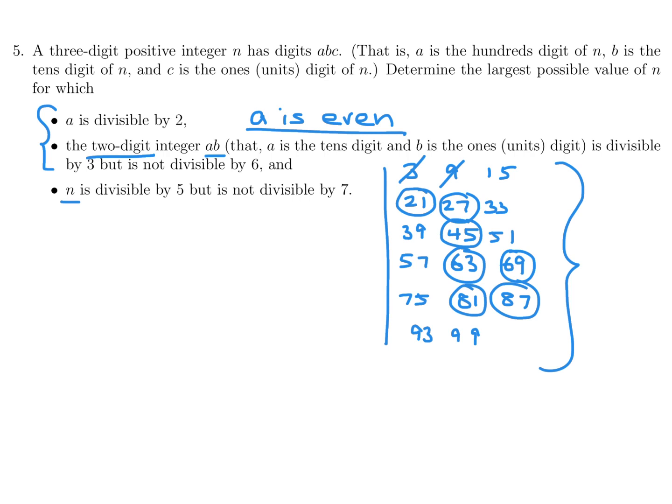Now let's get to the third criteria. n is divisible by 5, but not by 7. So if a number is divisible by 5, that means its last digit would be either 0 or 5.